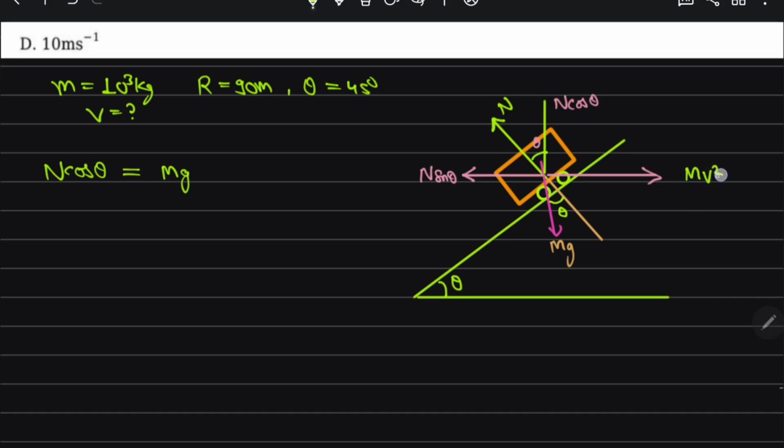This is centrifugal force, so that is acting away from the mg. And N, this is our equation first. And this is our N sin theta that is equal to mv square by r. This is equation second.